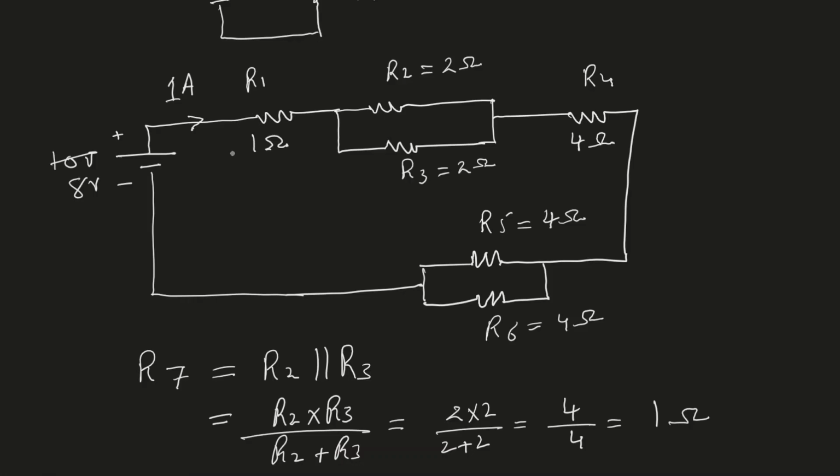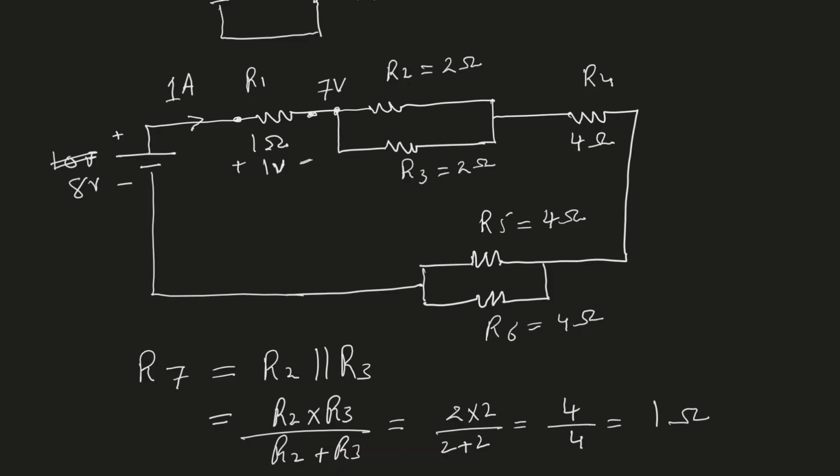So when 1 ampere flows in this resistor, according to Ohm's law, the voltage drop will be I times R, which will be 1 times 1. So we will have 1 volt drop over here. So from here to here, there will be a drop of 1 volt. Okay, so therefore at this point I will be left with 7 volts, which is 1 volt less than 8.